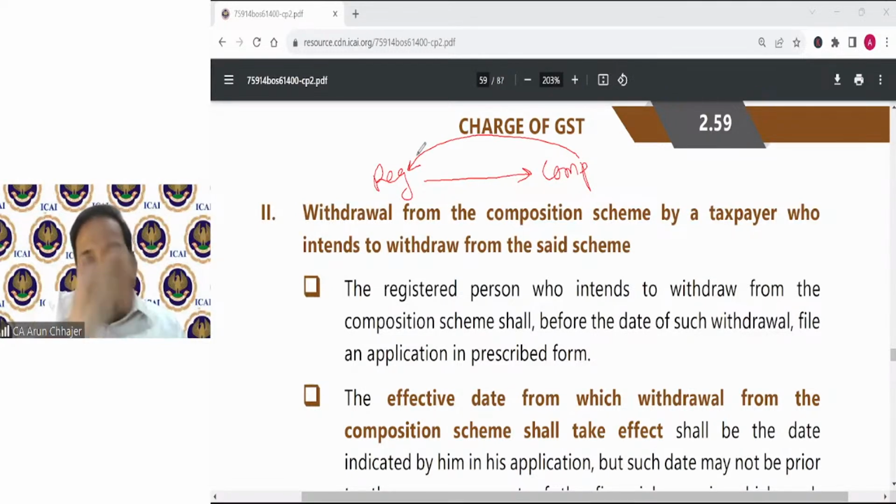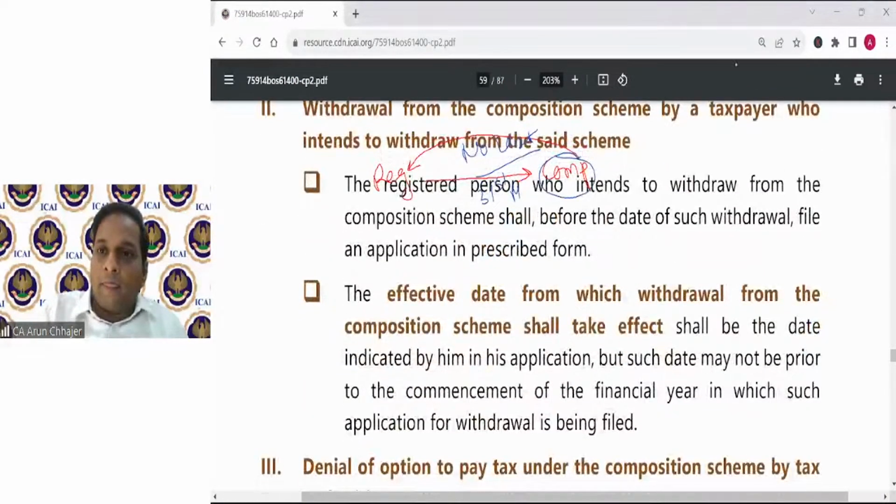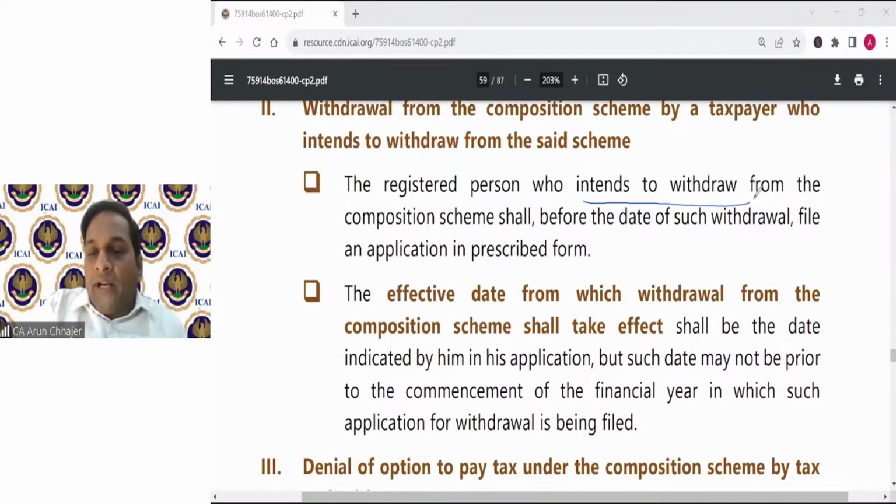When you are opting in from regular to composition, there is a last date, that is 31st March. But if you are opting out from composition, there is no last date. It can be on any day. The registered person who intends to withdraw from composition shall, before the date of such withdrawal, file the application in the prescribed form, that is CMP 04.